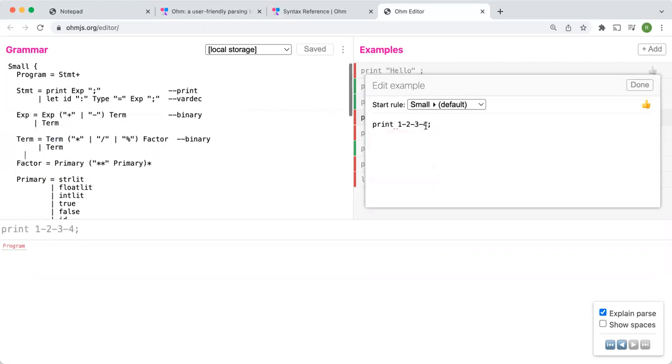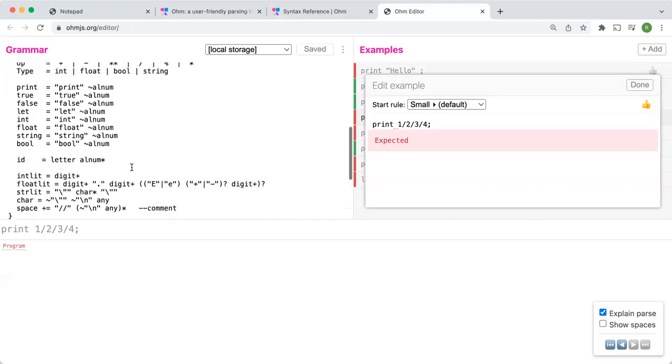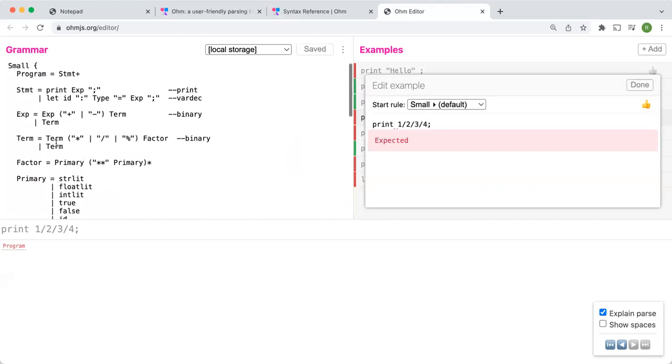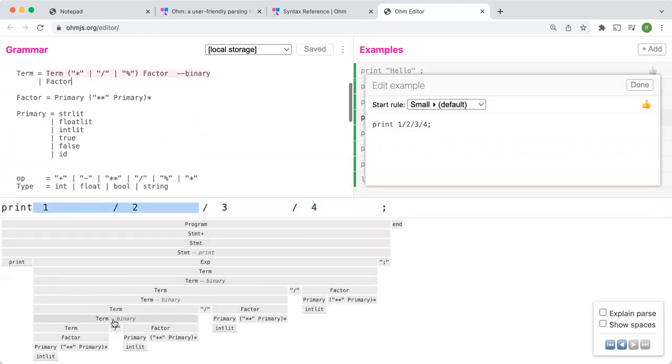Now, if I were to say, 1 divided by 2 divided by 3 divided by 4, something's not working right over here. What did I do wrong? Is there an error somewhere here? Print. What did I do? Terms go to, oh, that's not good. This needs to be a factor. And now I have divisions working up here, left associative. First I do 1 divided by 2, then I divide 3, then I divide 4.